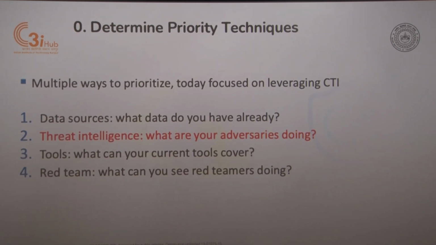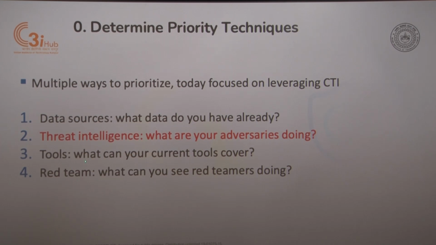There are multiple ways to prioritize the extracted TTPs or attack patterns, but today we will focus more on the threat intel based approach. There are four ways we will be discussing. First is data sources, in which we can see what data sources we already have from where we can get the intelligence. The second is threat intel, where we can see what our adversary is doing in that environment.